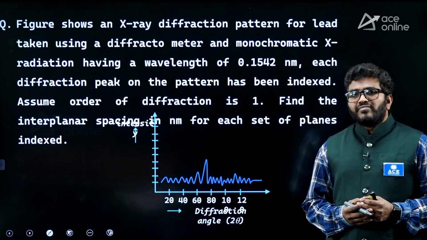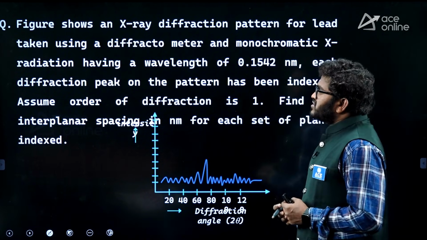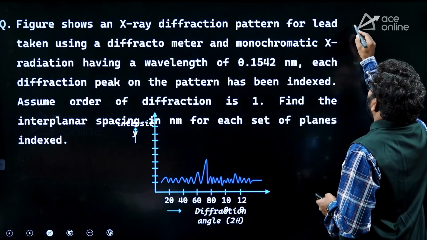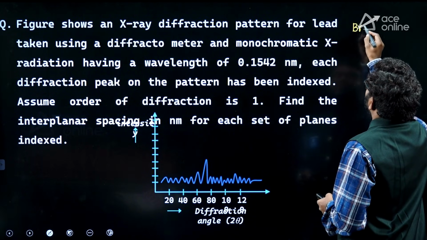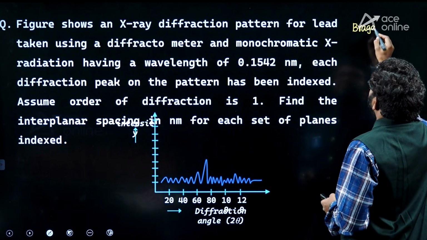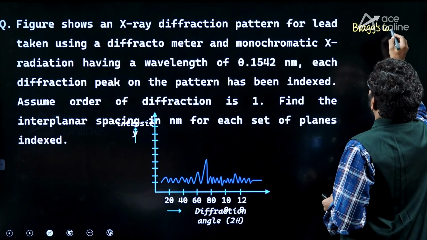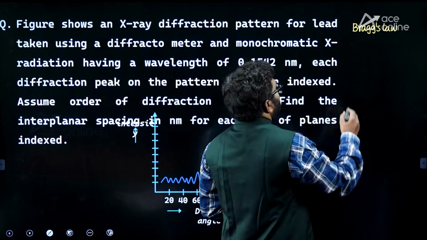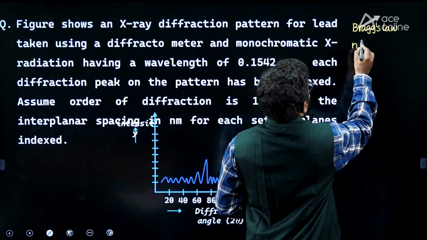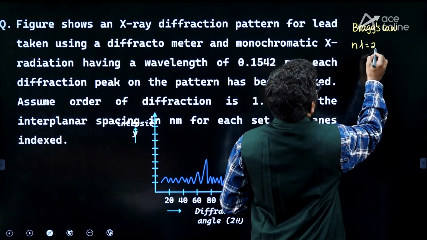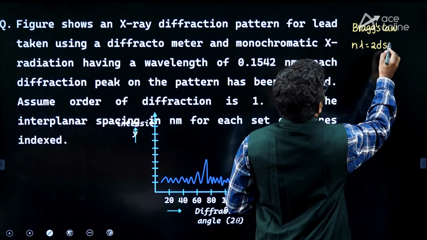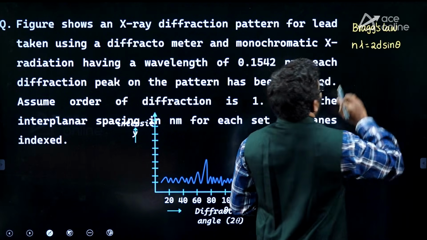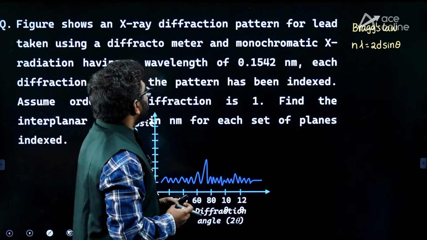See here, this question is related to Bragg's law. So what is the basic formula of Bragg's law? n lambda is equal to 2d sine theta.